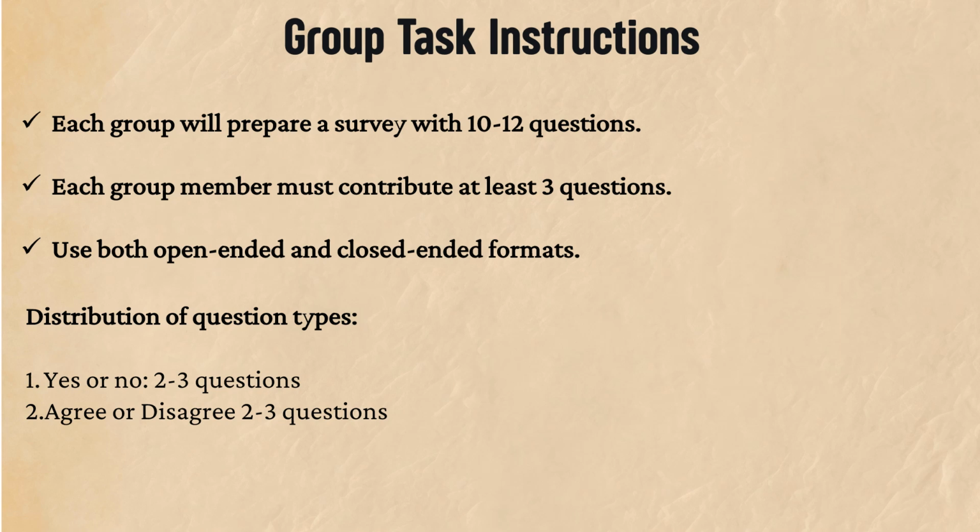The second type of questions from question 4 to 6 should be agree or disagree statements. And question 7 to 10 should be multiple choice questions with 3 or 4 options. And the last 2 questions should be open-ended, giving an opportunity to the respondent to give the response in detail.